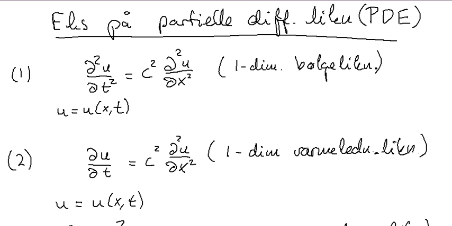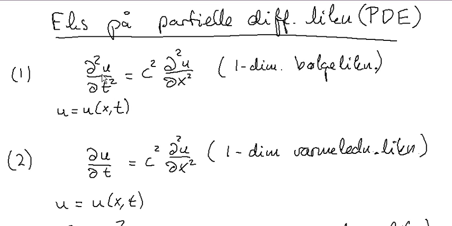There are several examples of partial differential equations. And partial differential equation we abbreviate with PDE. The first example we are going to consider is the one-dimensional wave equation, which takes the following form.